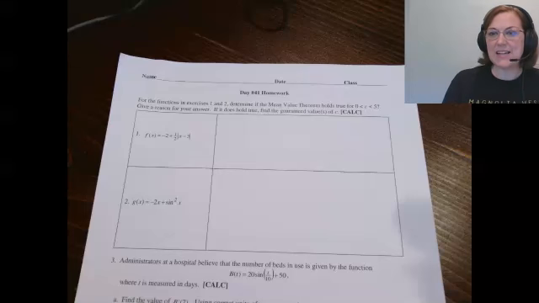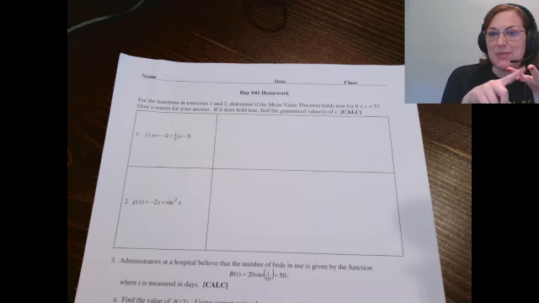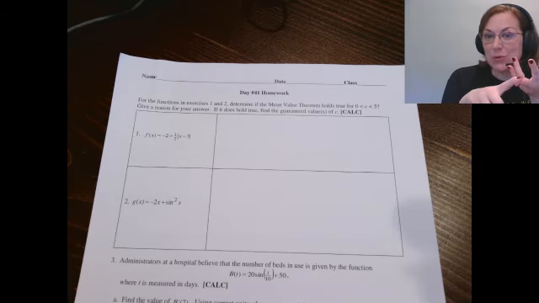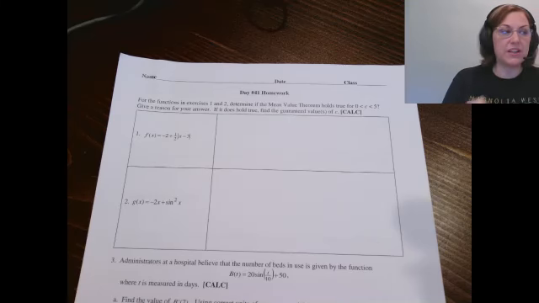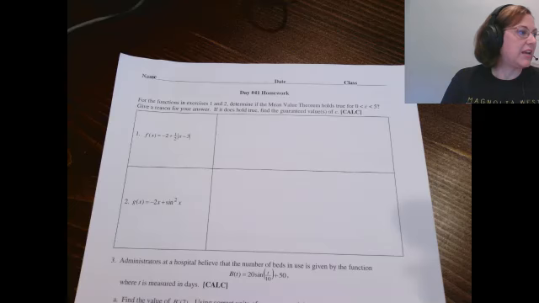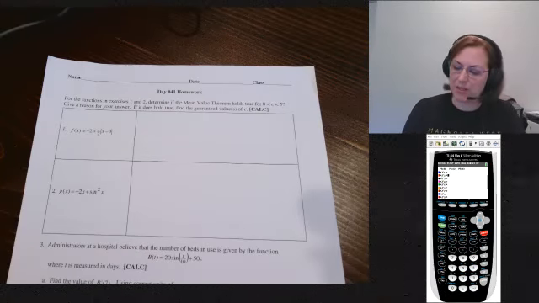Let's take a look at some problems with the intermediate value theorem, the extreme value theorem, Rolle's theorem, and mean value theorem. So we're going to take a look at these, and I'm going to use our calculator quite a bit today. So I'm going to go ahead and switch our view so that you can see my calculator as well when we're working through these problems.